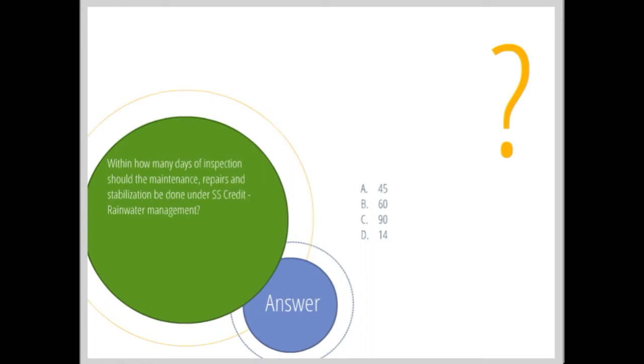The answer is 60 days. Projects should document the annual inspections, including identification of areas of erosion and maintenance needs and repairs. In addition, the project should also perform necessary maintenance, repairs, or stabilization within 60 days of inspection as part of the performance requirements for the credit Rainwater Management.